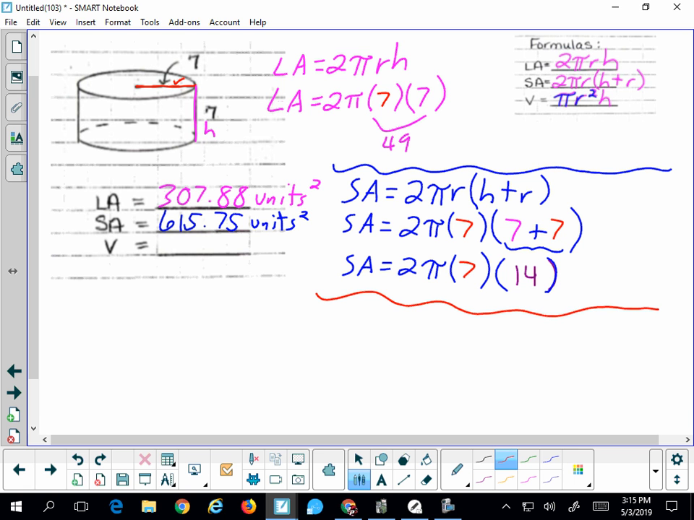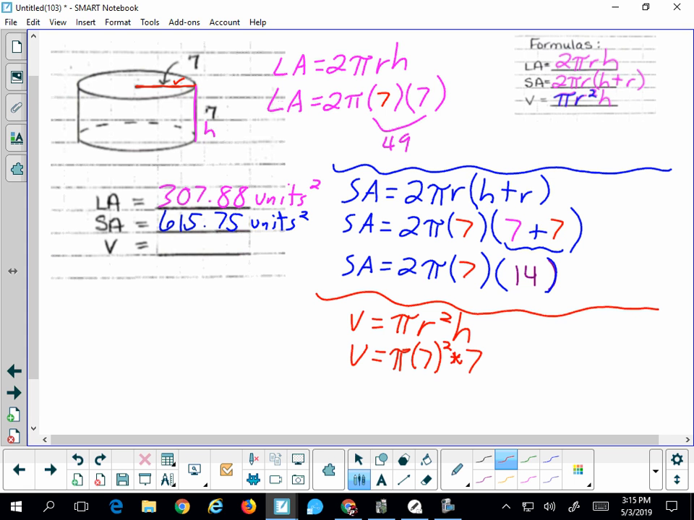So let's use red for the volume. Our volume formula for a cylinder is pi r squared times the height. So when we substitute our two numbers in, we get pi, the radius, 7 squared times the height, which again is 7 in this case. Again, I want to reiterate, those two values are not always going to be the same. Most of the time they're not the same. But this is a good example to be able to distinguish between those two values. Okay?